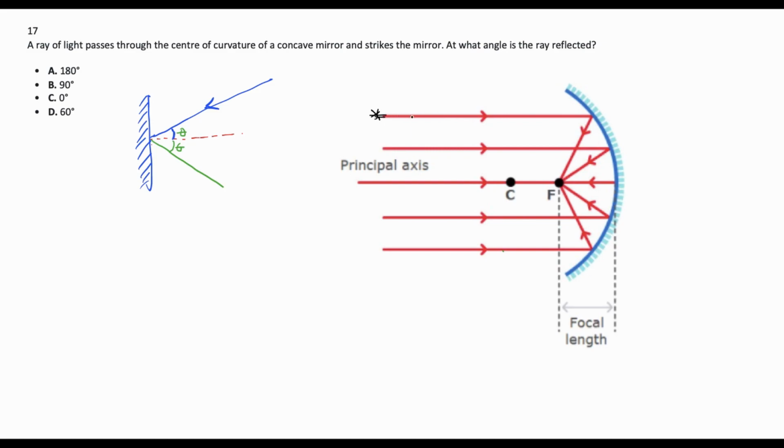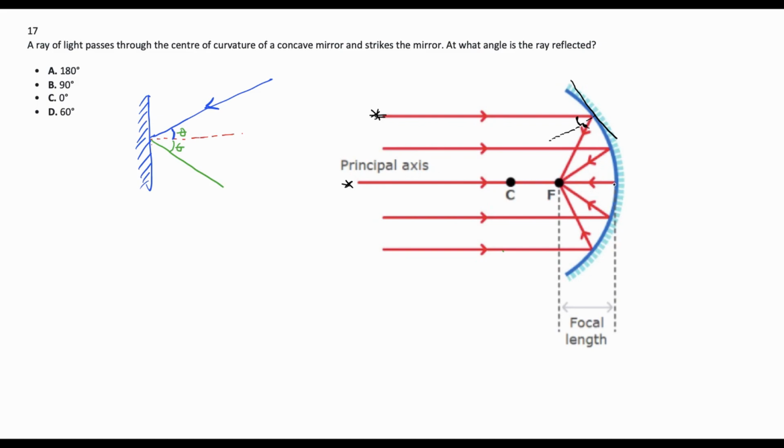Now, if you look at the ray coming in this way, it hits the mirror at this point. To get the angle of reflection, what we do is draw in a line tangential to the curvature of the mirror at this point. And from here, we can draw a normal to this. And from here, you can see that the angle of incidence is the same as the angle of reflection. Now, what about this ray here, which is the one that passes through the center of curvature?